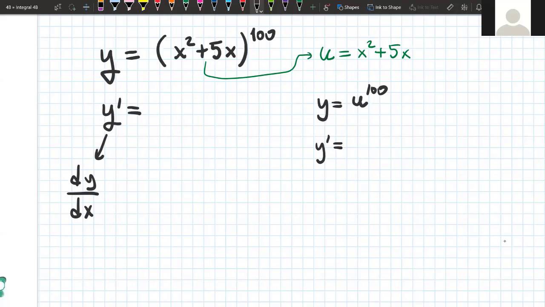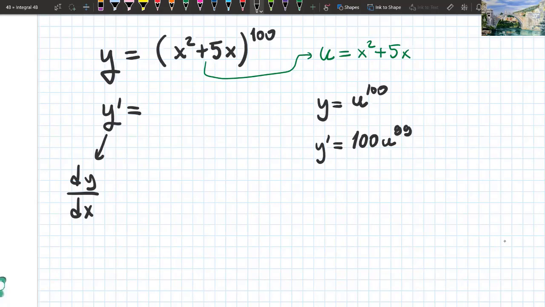Something to the power of 99, but something goes in front. Yes, you are right. Okay, who will tell me the derivative of u to the power 100? Is it 2u to the power of 99? Isn't it 100? Okay, Rehane. Is it 100 or something? 100 u to the power of 99. Yes, you are right. 100 u to the power 99. So this is the derivative.